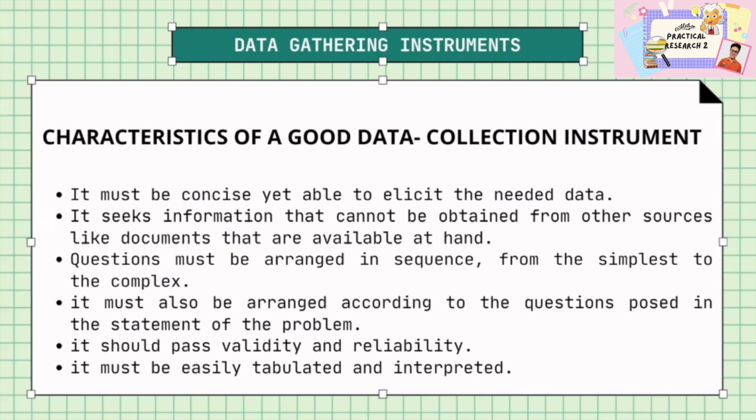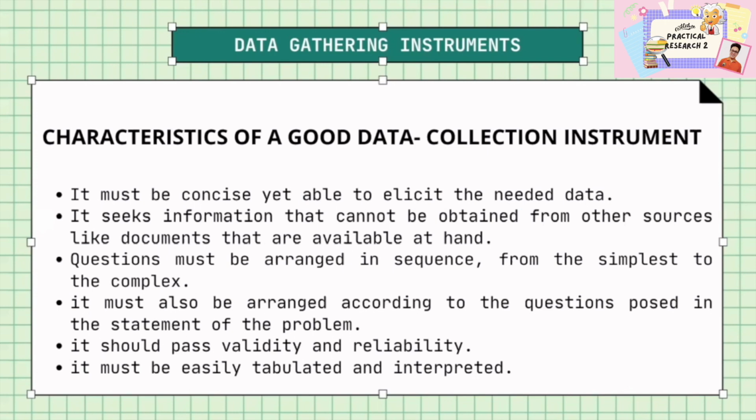Okay. Even your review of related literature should be arranged in accordance with how the research questions or the questions in the statement of the problem are arranged. Okay? That is for easy monitoring, for easy checking. Next, it should pass validity and reliability. So this is one of the most important aspects of a research. Validity and reliability. Later on, we will be discussing validity and reliability.